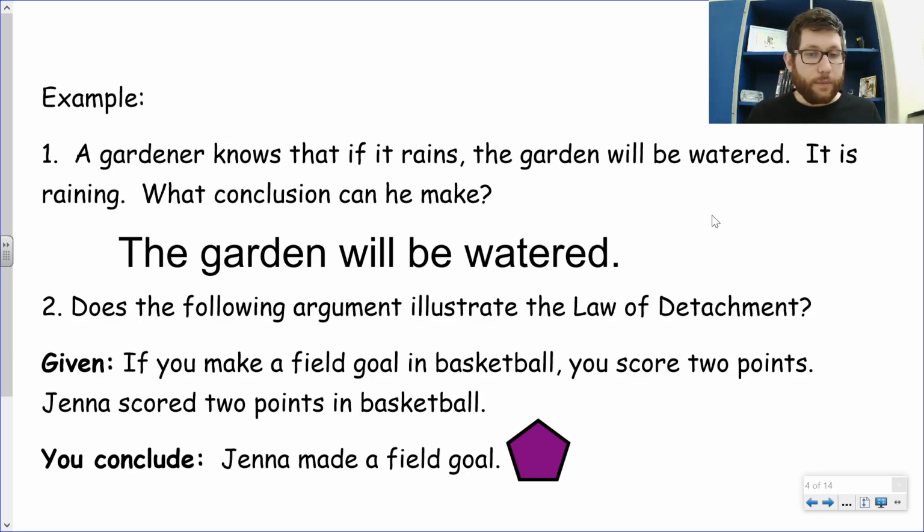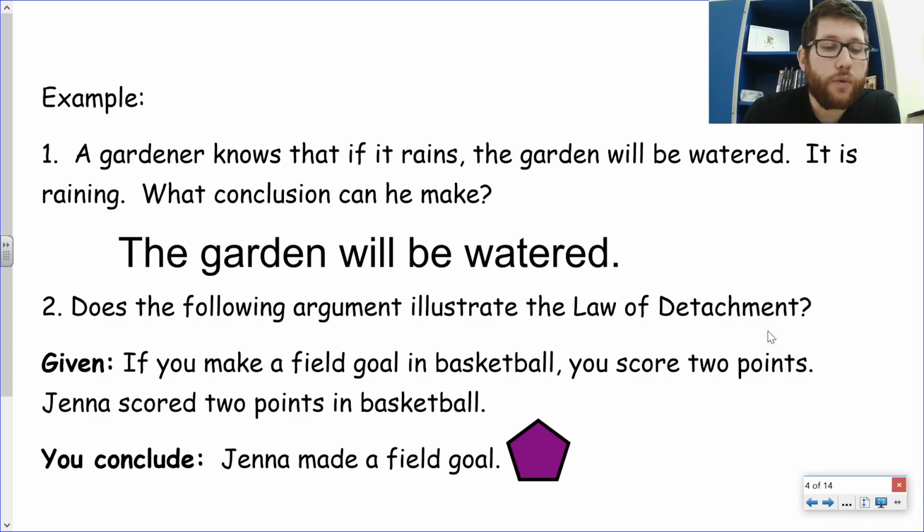So let's look at an example 2 here. Is this a good example of the law of detachment? So here's our given statement, here's our if-then statement. If you make a field goal in basketball, now if you're not really familiar with basketball, you're feeling like, well, maybe field goals with football. There is a field goal in football and also in basketball. Field goal in basketball just means that you get the ball through the hoop, it's a 2-point shot in basketball, so don't worry too much about that. So if you make a field goal in basketball, you score 2 points. We know Jenna scored 2 points, so you conclude Jenna made a field goal. Is that correct?